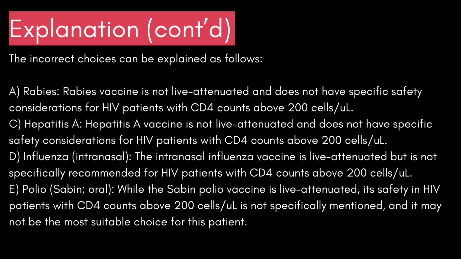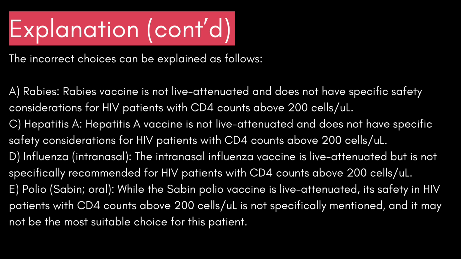D, influenza, intranasal. The intranasal influenza vaccine is live attenuated but is not specifically recommended for HIV patients with CD4 counts above 200 cells/uL. E, polio, Sabin, oral. While the Sabin polio vaccine is live attenuated, its safety in HIV patients with CD4 counts above 200 cells/uL is not specifically mentioned, and it may not be the most suitable choice for this patient.